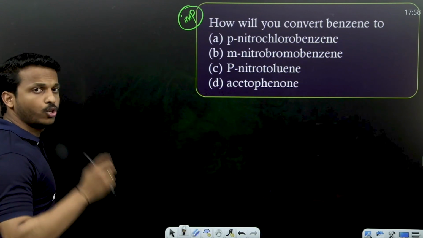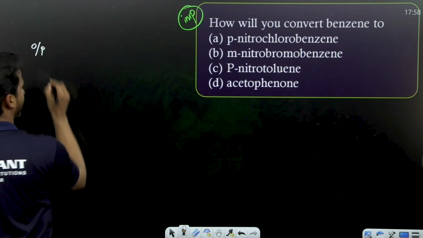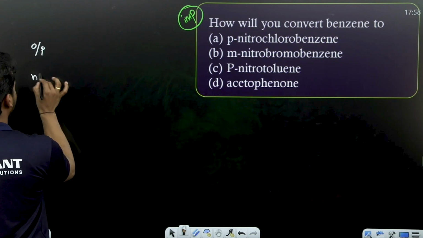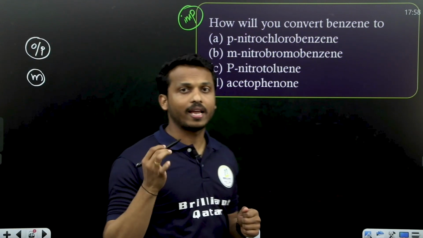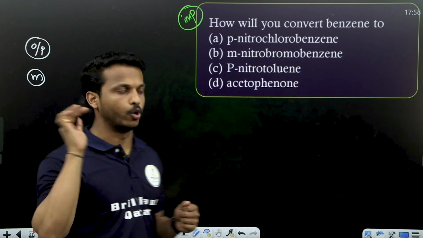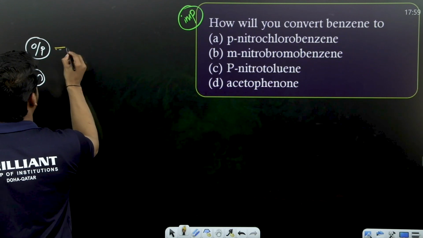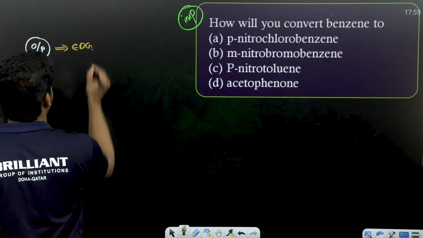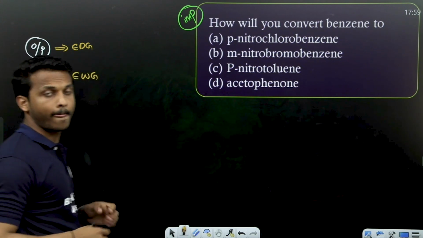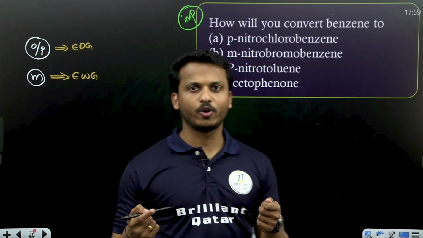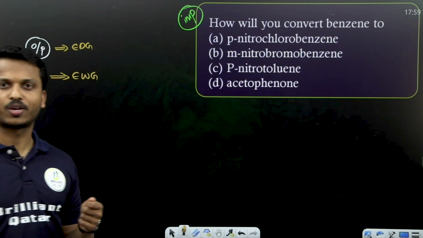Dear all, there are 2 types of groups. Ortho-para directing groups and meta-directing groups. Okay, please note the list. Ortho-para directing groups and meta-directing groups. Which are ortho-para directing groups? Note it, ortho-para directing groups are electron donating groups. Meta-directing groups are electron withdrawing groups.